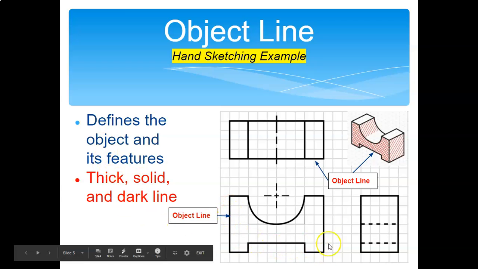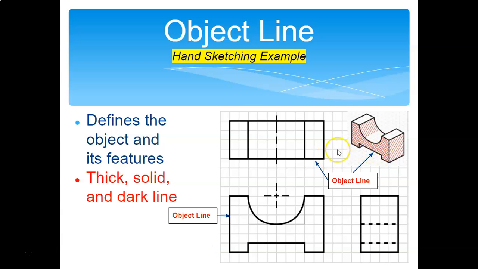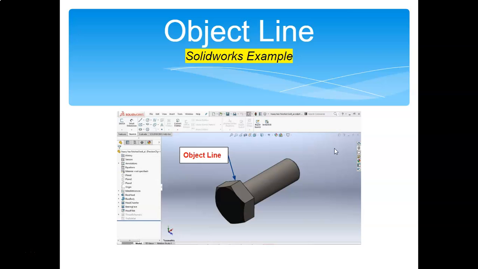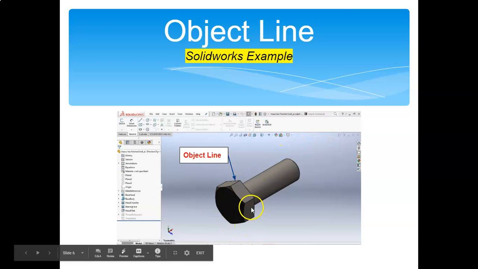So here is a hand sketch, and you can see the outline here is an object line. Here's a 3D picture of a hand sketch, same thing. So the thick, dark lines. In SolidWorks, this is just what outlines all of the shapes that you draw.